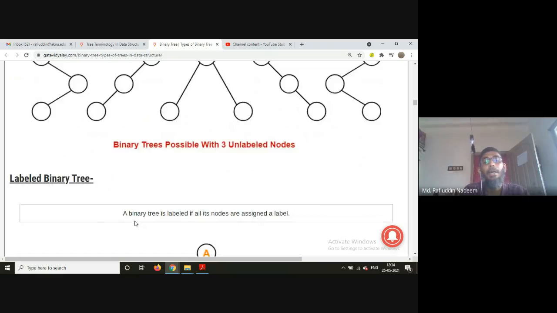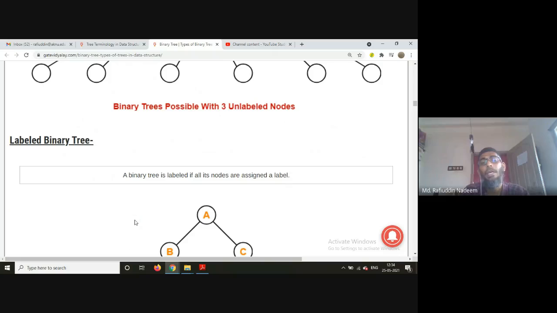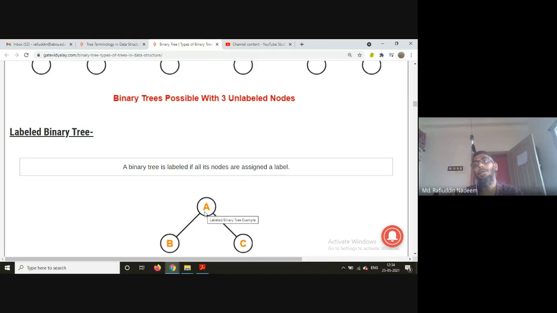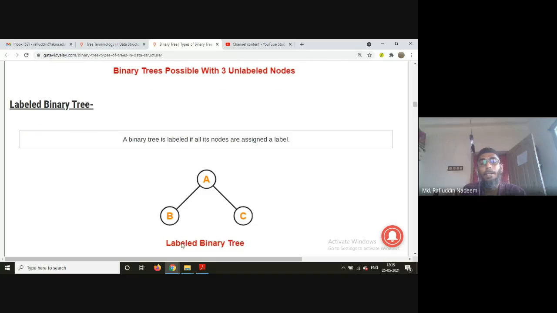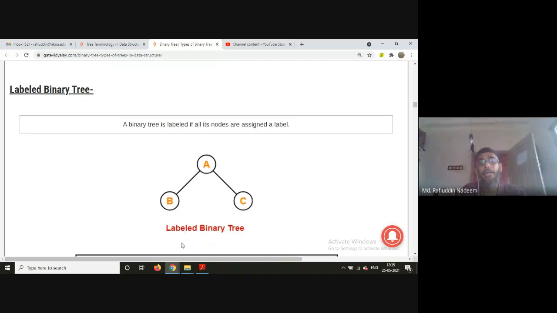Next, I have the labeled binary tree. A binary tree is labeled if all the nodes have been assigned a label. Now, if you are having labels here, then it is called a labeled binary tree. So here A, B, C have been labeled, so it is called a labeled binary tree.